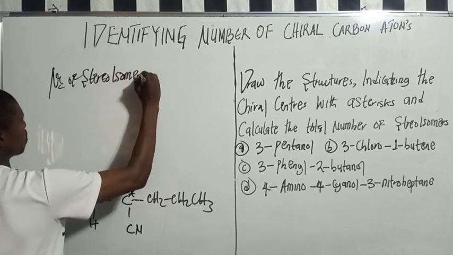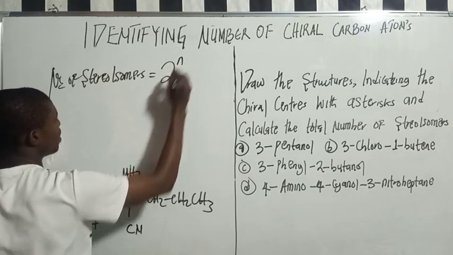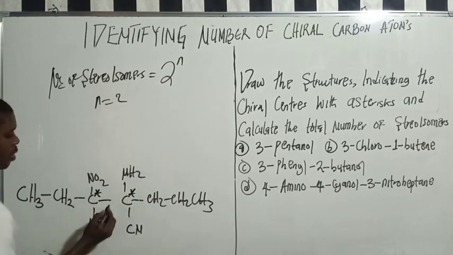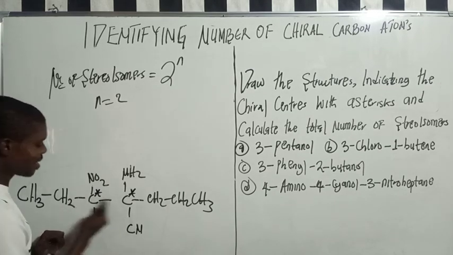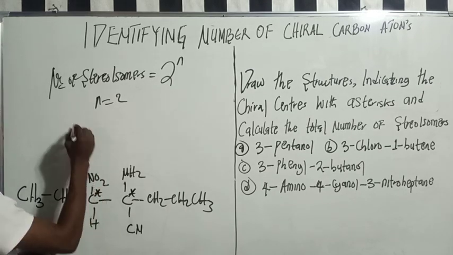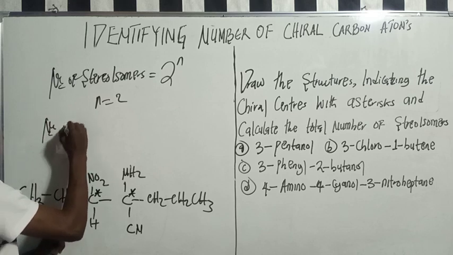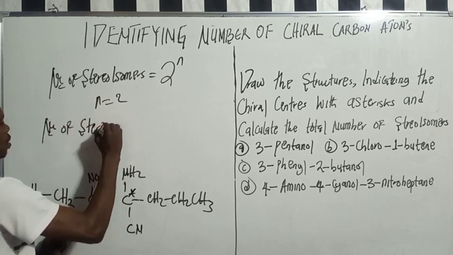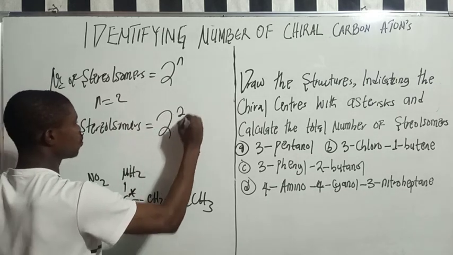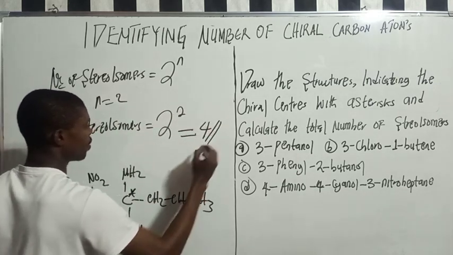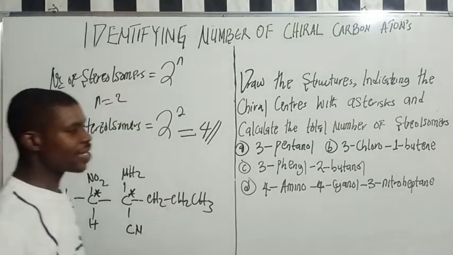So the number of stereoisomers is equal to 2 raised to N. My N is equal to 2 because the number of chiral centers is 2. So the number of stereoisomers is equal to 2 raised to 2, which is 4. Do you understand? So I believe this video is helpful.